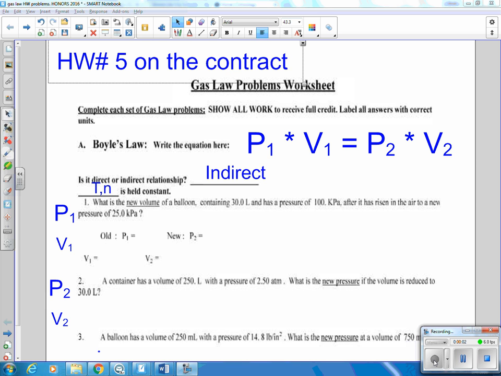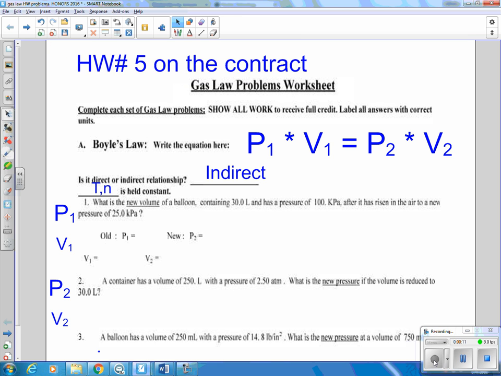Okay, if you missed or I did not get through how to do homework number five on the contract, I wanted to make sure you all understood how to do these different types of mathematical equations that deal with the gas relationships. So this one is on pressure and volume.